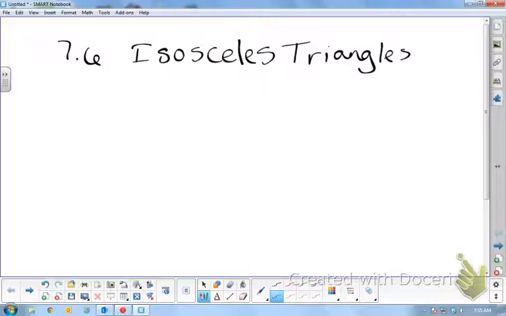We're going to do just one short topic because we won't have much time to work on the assignment in class tomorrow. So we're going to focus on isosceles triangles today. An isosceles triangle is a triangle that has two sides equal, one side different. So an isosceles triangle has two sides the same.